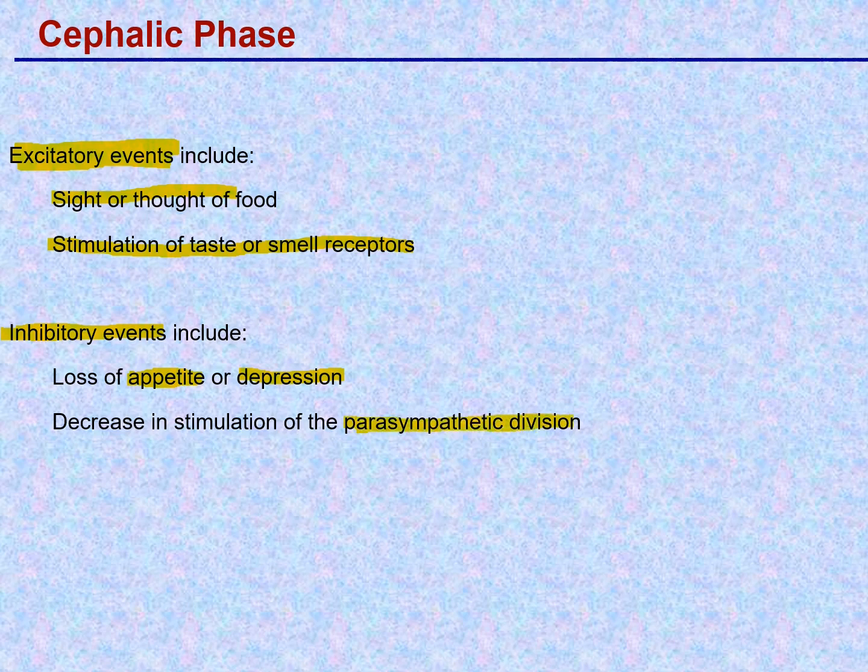Remember, the parasympathetic division of the autonomic nervous system. The other one is the sympathetic division. The parasympathetic occurs when you're relaxed. You have to be relaxed in order to enter into that initial cephalic phase of wanting to be interested in food. If there's a decrease, then that is inhibitory. So if there's a decrease in the parasympathetic output, then you'll inhibit the cephalic phase.